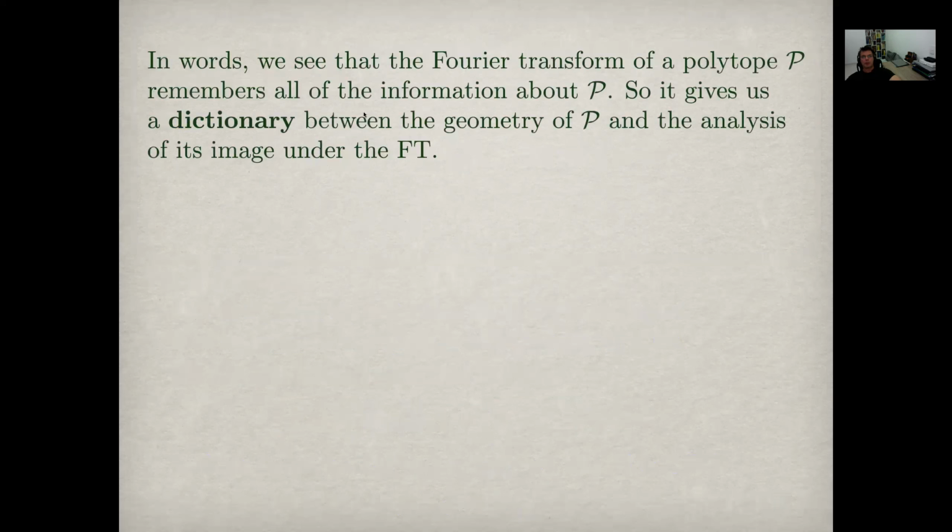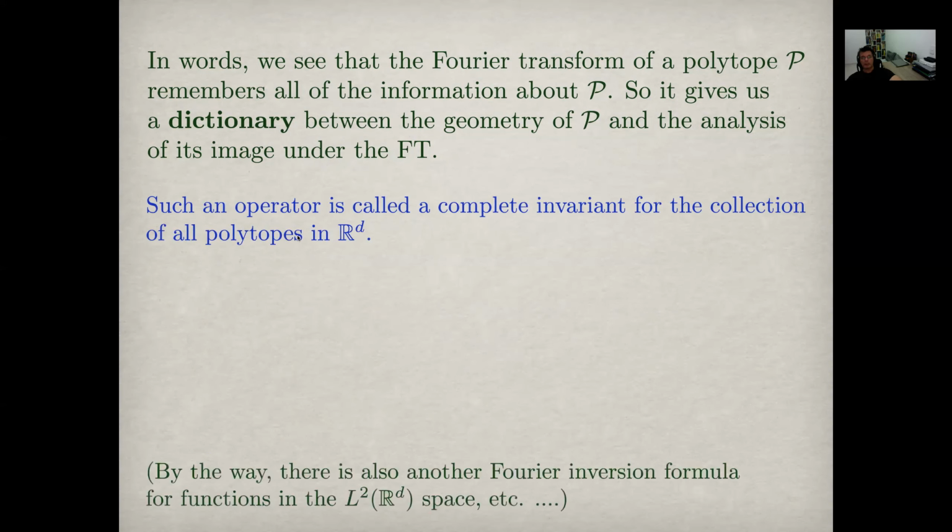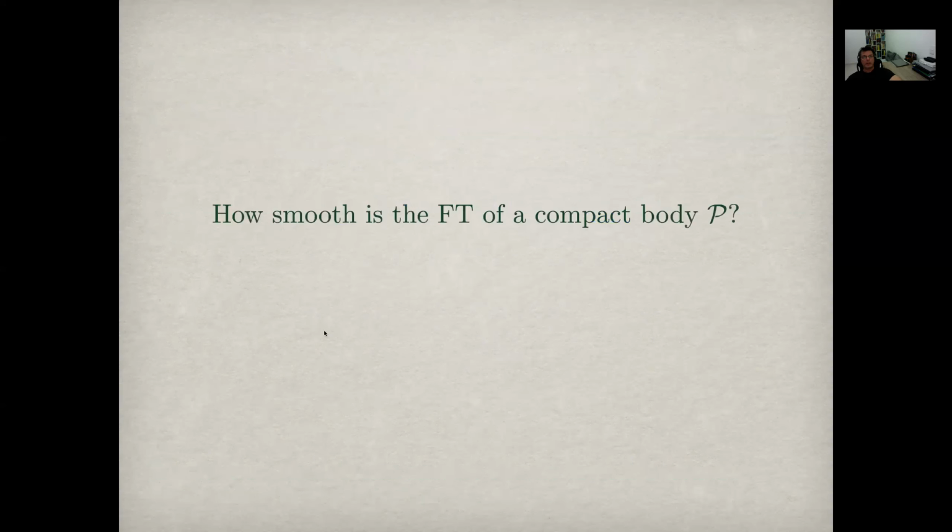Okay, so in words, we see that the Fourier transform of a polytope P remembers all the information about P. So it gives us a dictionary between the geometry of P and the analysis of the image. And this dictionary between the geometric data and the analytic data of the polytope is very, very beautiful and very powerful. Such an operator is called a complete invariant for the collection of all polytopes, by definition of the words. And we talked about this in the comment below. So we can go on.